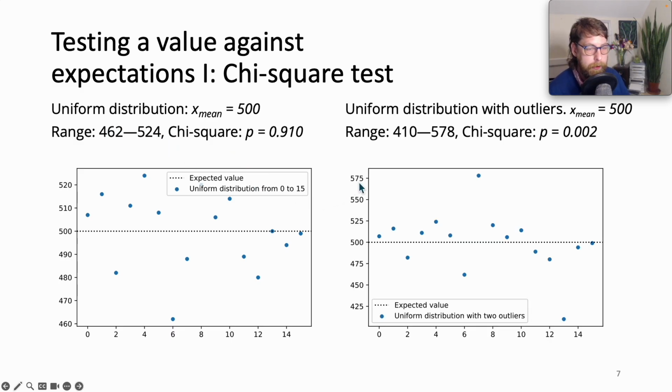Now, on the other hand, let's look at this x-axis. It's changed right here. And what I've done, and you can see it in the code, is we borrowed a few from the low value and gave it to the high value. So we took two values and made them more extreme. And so now the highest one is 578, and the lowest is 410. So this time around, the chi-squared p-value is 0.002. I'd say maybe 2 times out of 1,000 you would see a value like this if you had a random draw. Now, 2 times out of 1,000, is that possible? Sure.